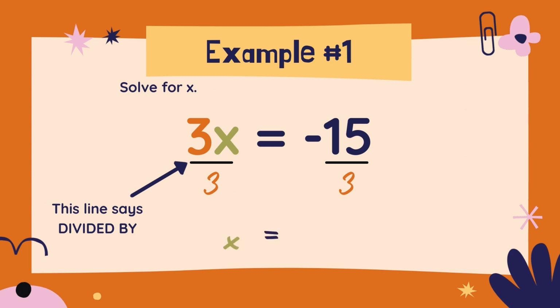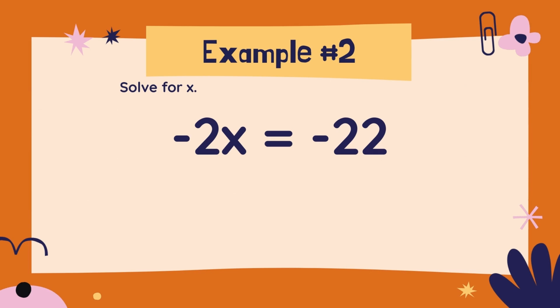Now on the left side of the equation, we have 3x divided by 3. 3 divided by 3 is 1, so we have 1x. That's our goal, to get x all by itself. And on the right side of the equation, we have negative 15 divided by 3. A negative divided by a positive is a negative number. 15 divided by 3 is 5. So we end up with x equals negative 5. And that is the correct way to write your solution.